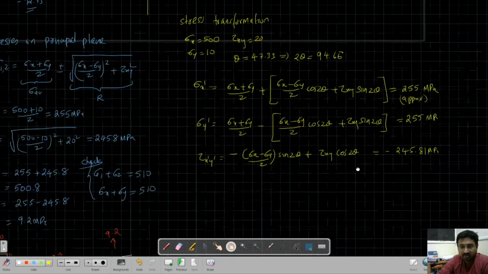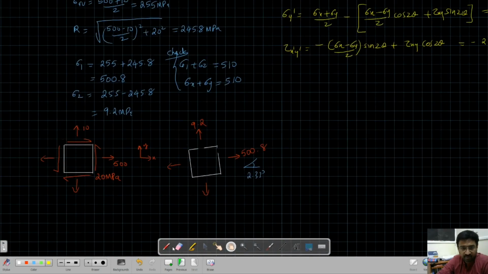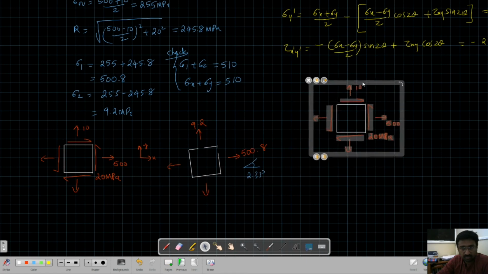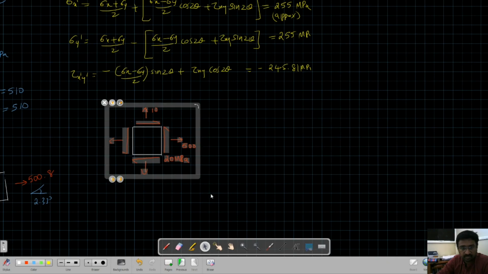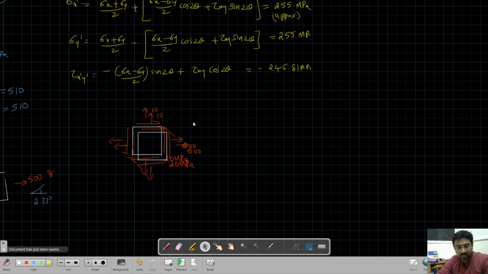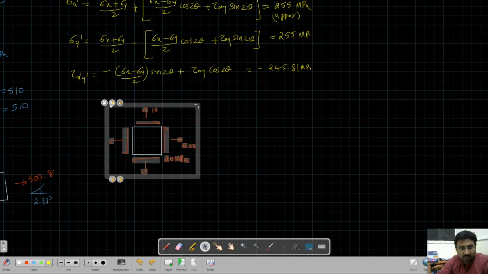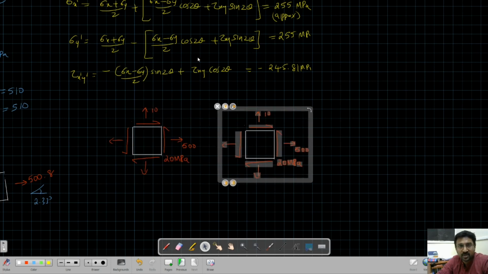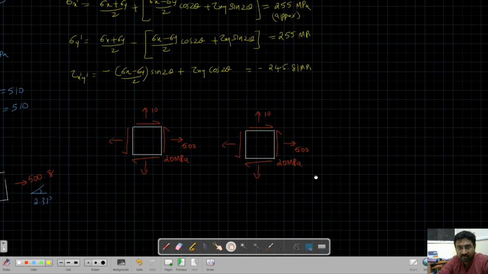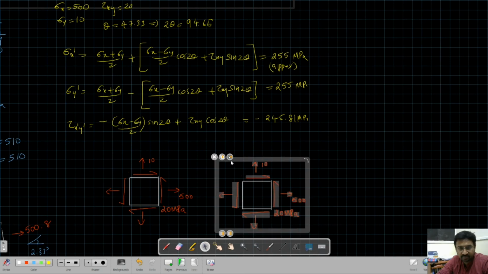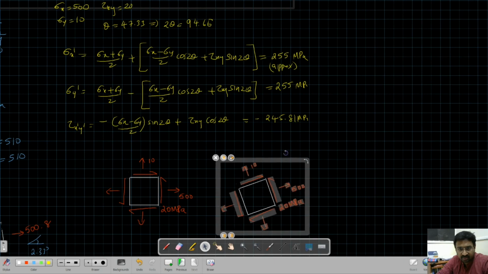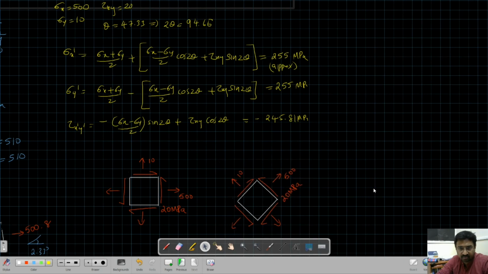Now if I want to draw the stress block, that also can be drawn. So very quickly I will draw that. This is the original stress block. From this stress block, I have to rotate this by 47.33 degree. I am just approximately rotating it by 47.33 degree. So let's say this is 47.33 degree.